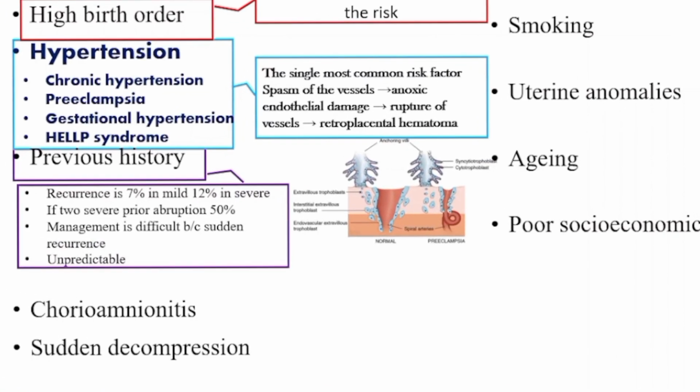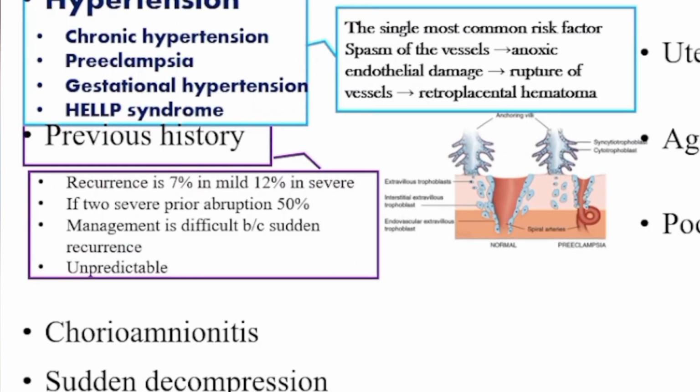The other is previous history. A woman with previous history of abruptio placenta is at risk of getting abruption again. The recurrence is 7% in mild cases of previous abruption, and if it was severe abruption, that will lead us to 12% of abruption again. And if two severe previous abruptions, around 25%, that means half of the women will develop abruptio placenta again. The management is difficult because of sudden rupture. We don't know the exact time that the abruption will occur, so it is unpredictable. So previous history is one risk factor.